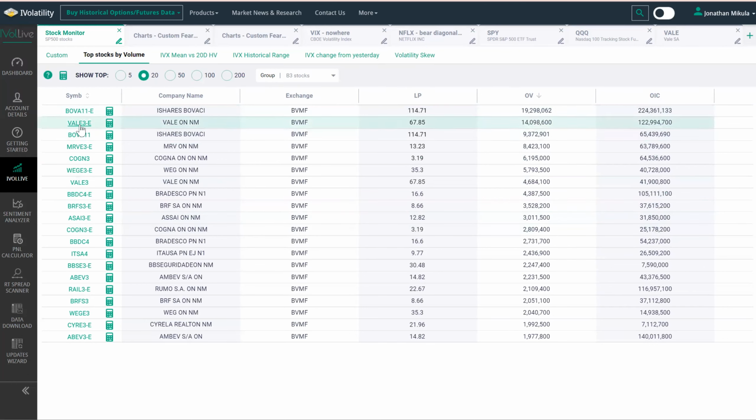And Vale, V-A-L-E, you can see the nomenclature is a bit different. In the Brazilian exchange, it's foreign, it's not US. So they put a number and then a dash and a letter to signify what class of stock you're looking at. But in this case, Vale trades in the US and in Brazil.